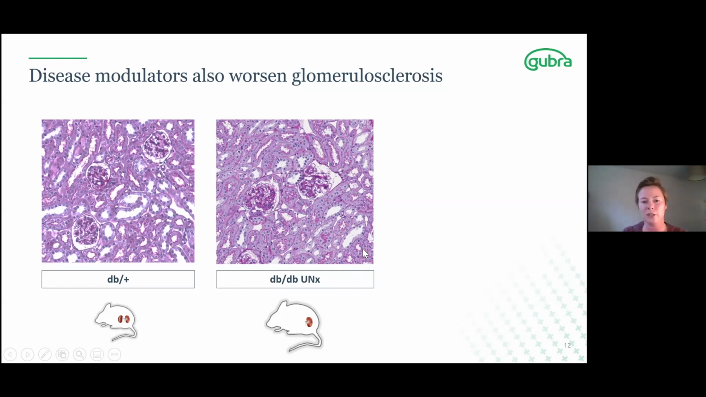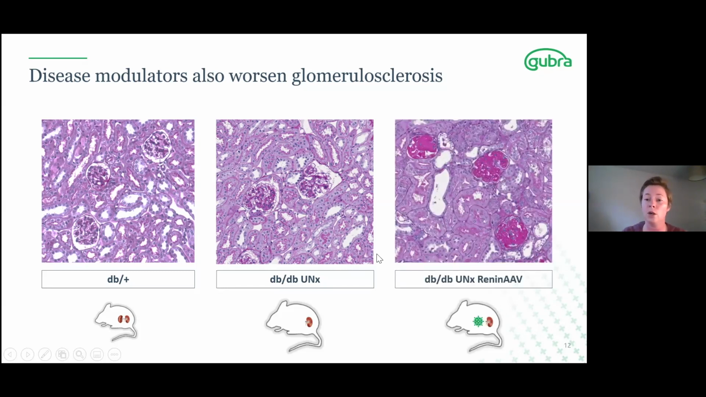So we are trying to progress the disease. So what does the kidney look like in animals that are also hypertensive on top of the diabetes? Well, now we're talking. Here we actually see glomeruli that are really severely affected by glomerulosclerosis.